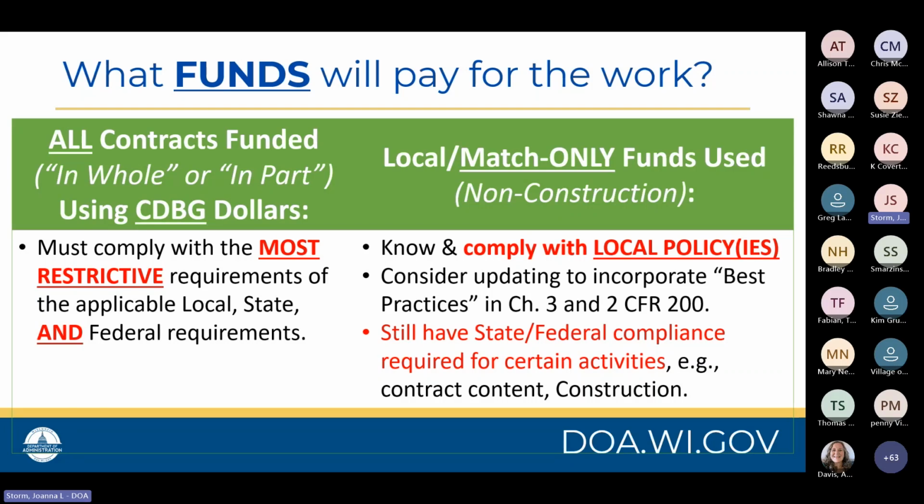If you're only using local dollars or what we consider match funding, you need to make sure that you're complying with your local policies and any rules and regulations associated with the quote unquote other match that you're providing towards this project. We recommend you consider updating your local policies or ordinances to incorporate best practices. We have more information on this in Chapter 3 and in 2 CFR 200. Please, again, remember, you still have to have state and federal compliance required for certain activities, such as the contract content and construction activities.